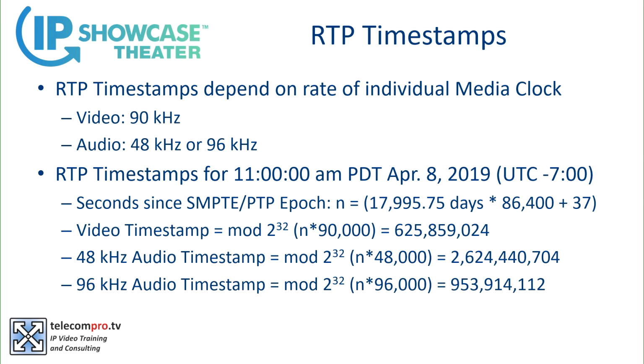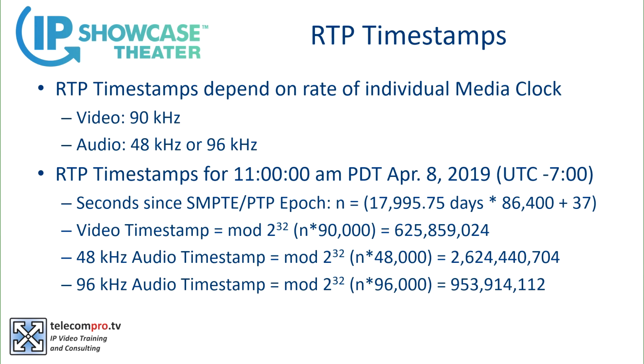Video has a 90 kilohertz clock. Audio has a 48 kilohertz clock or a 96 kilohertz clock, okay? So the timestamps for the different media types are not going to be identical, basically at any time other than back at the origin point of the calendar when they were all 0.